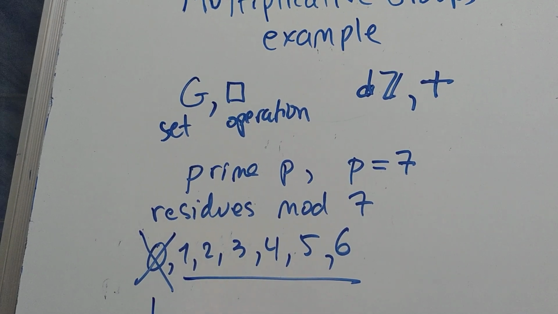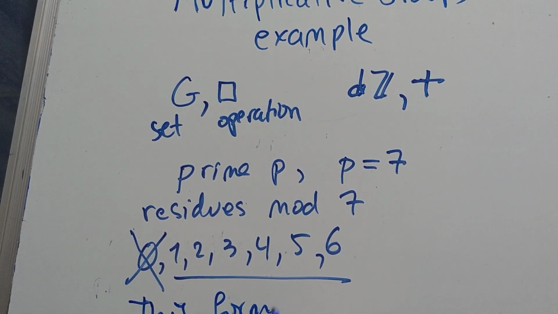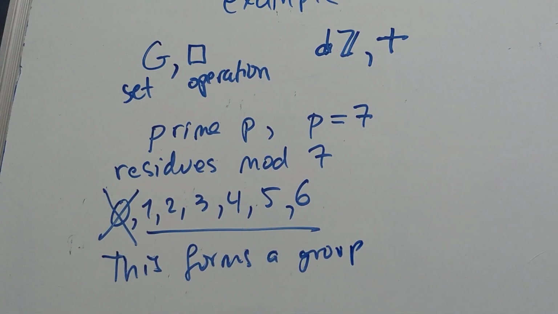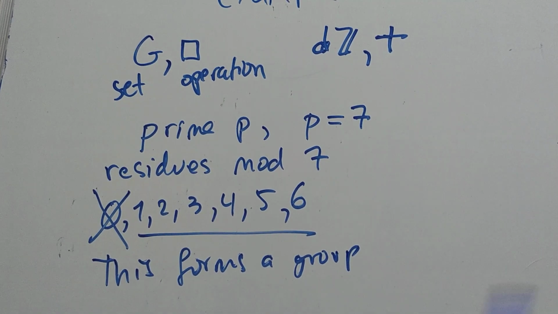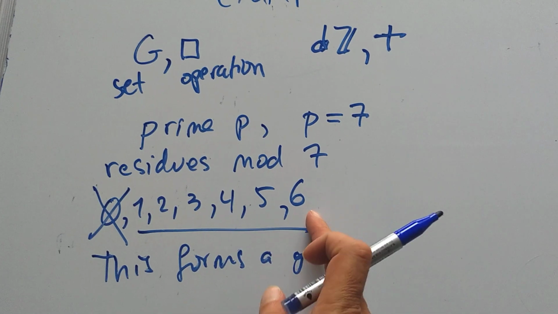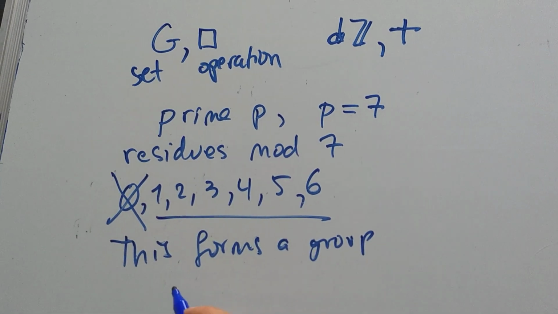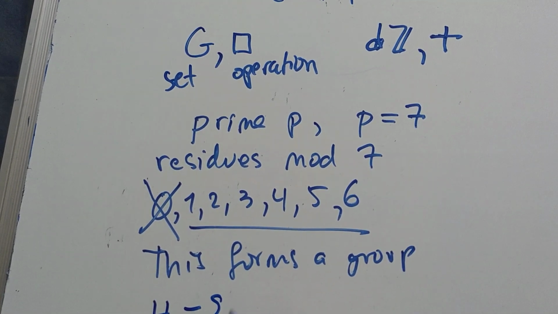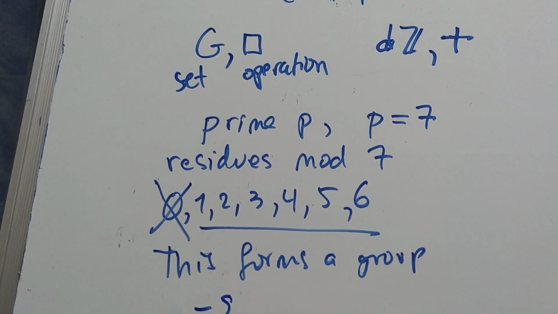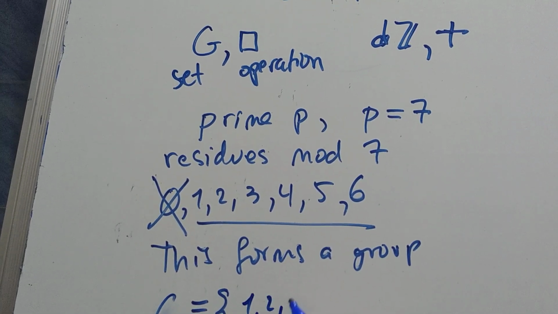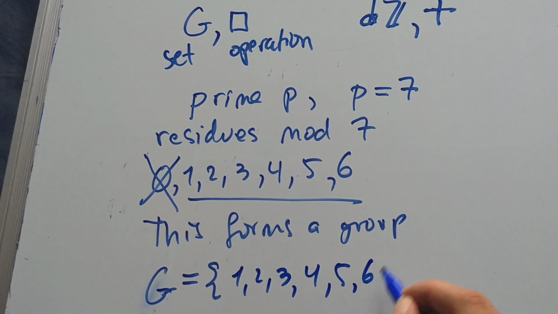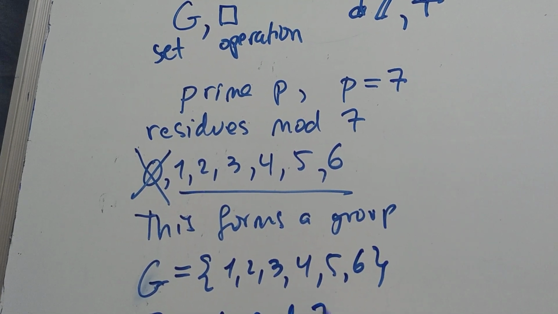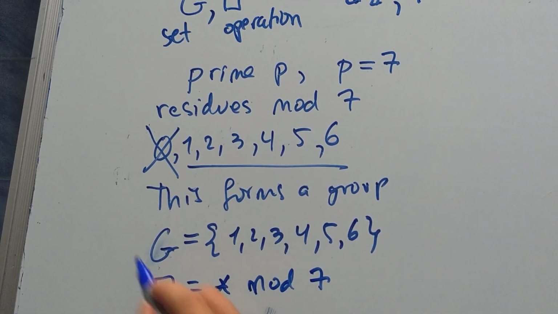Now I claim that this forms a group. Under what multiplication though? Not normal multiplication, because 6 times 6 is 36. That's outside these numbers. Well, under multiplication mod 7. So I have my set, let's call it G, 1, 2, 3, 4, 5, 6, and my operation is going to be multiplication mod 7. And I say this forms a group.